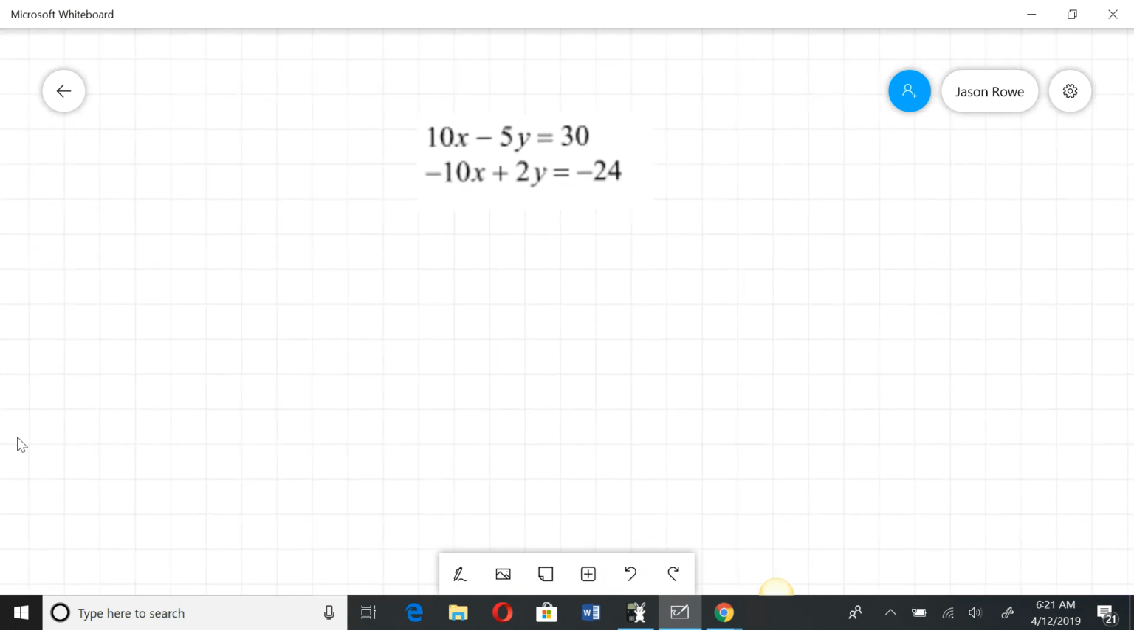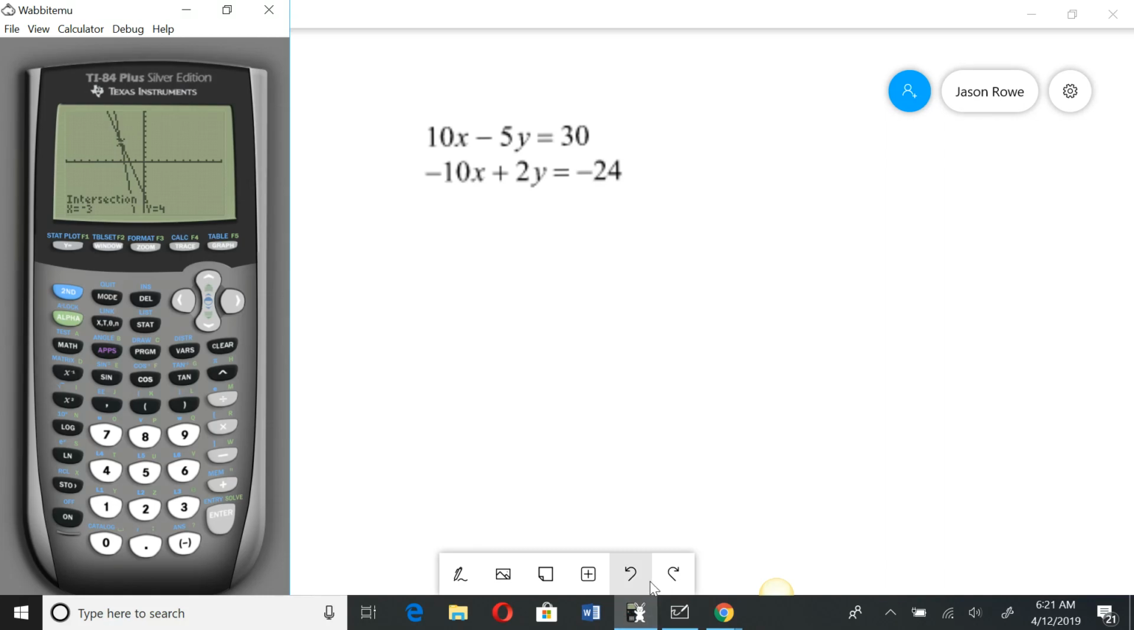And finally, we'll take a look at this one. This would be a system that you would use elimination for, the third method. So, to show your work for elimination, what I would do on this one is just add these equations together to cancel out x and then find y, and then substitute to find x. So, clear.